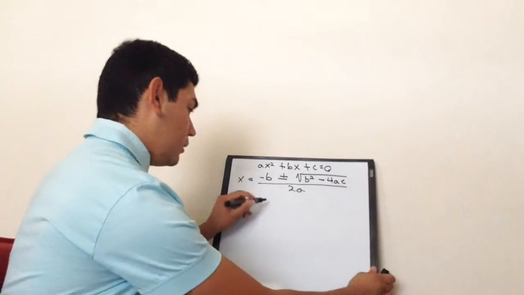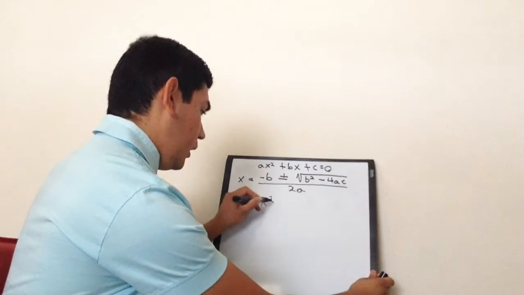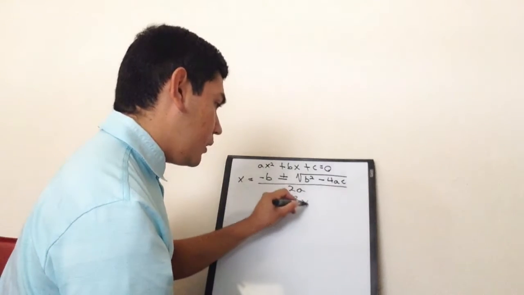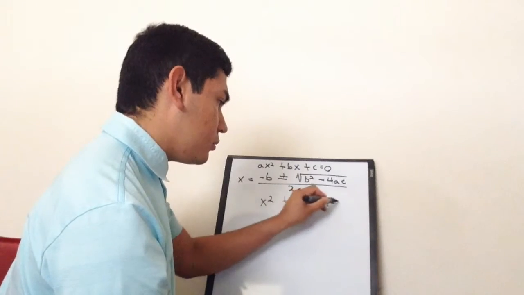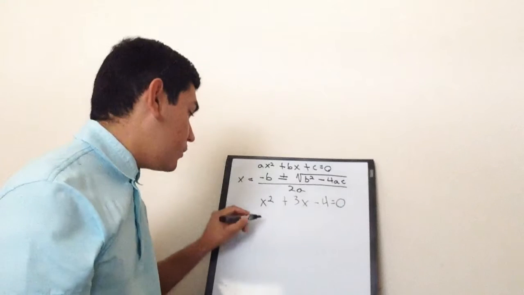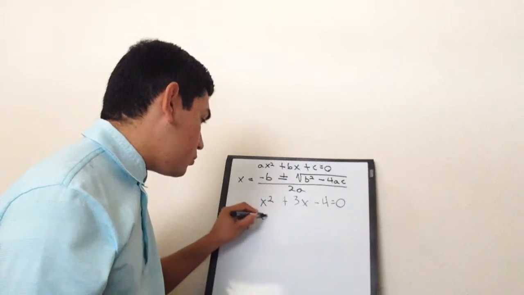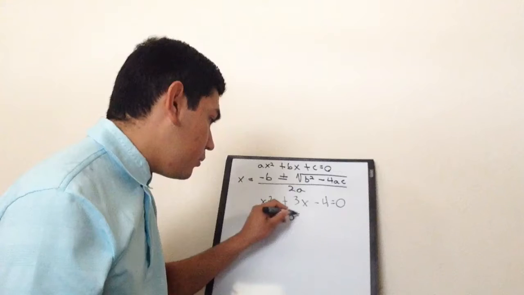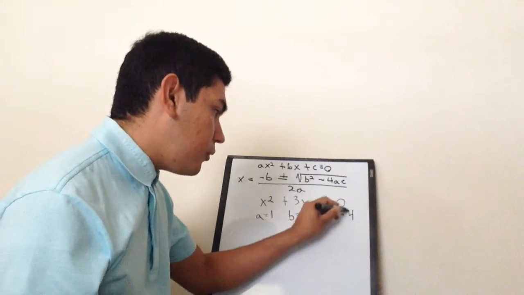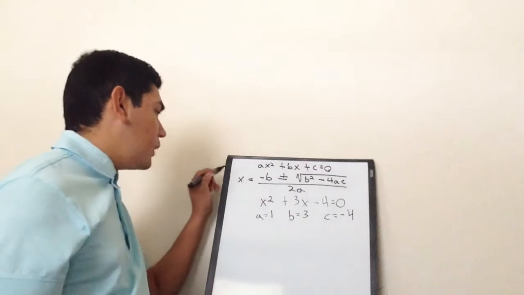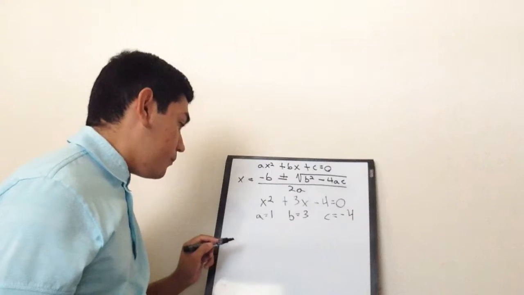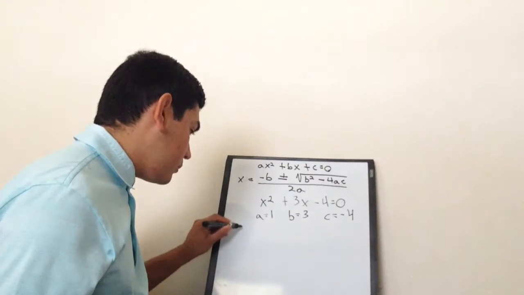So let's write x squared plus 3x minus 4 equals 0. So it's important to identify each part as we go. So a equals 1, b equals 3, and c equals -4. So now we have to implement it into our quadratic formula. So we're going to have the following.